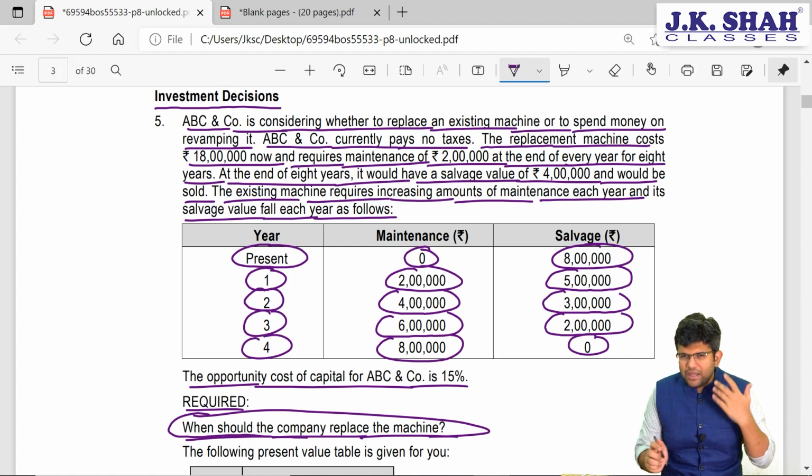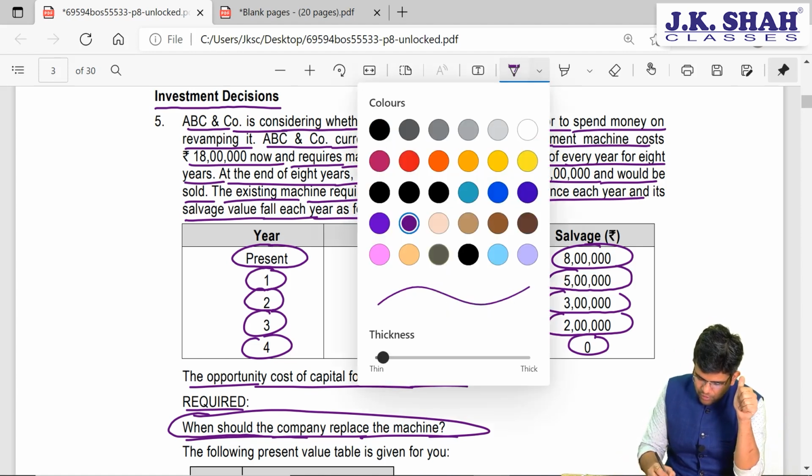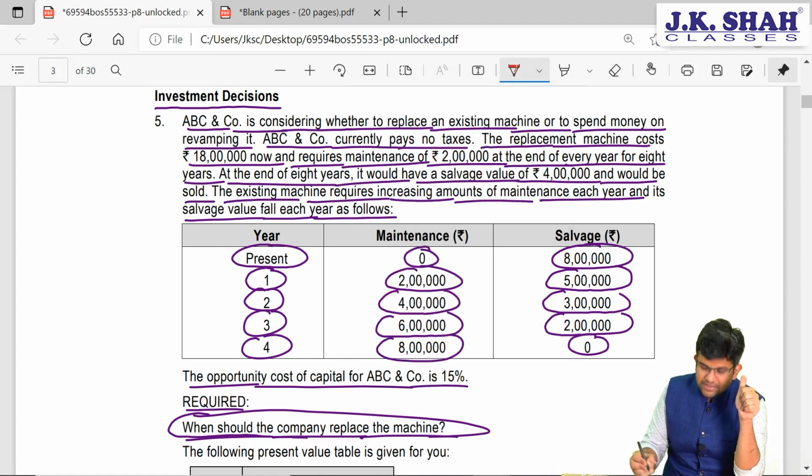So children, let us think about the first option. The first option is to replace the existing machine today itself. So think what all cash flows will happen. Do you realize today, if I replace the existing machine with the new machine, I will have to spend 18 lakhs, correct? And today only, I'll be getting this salvage of 8 lakhs. I hope you are clear with this.